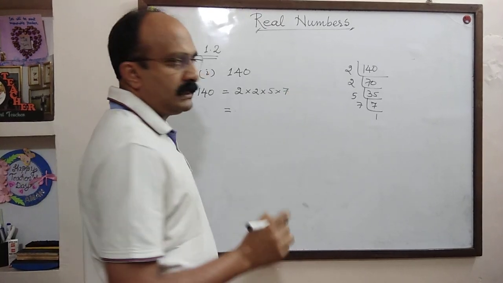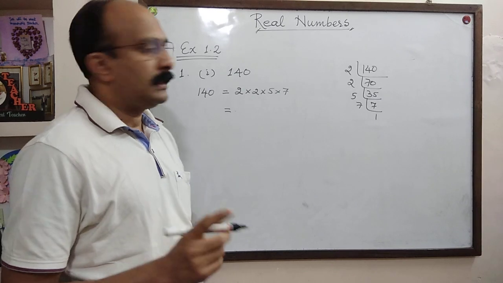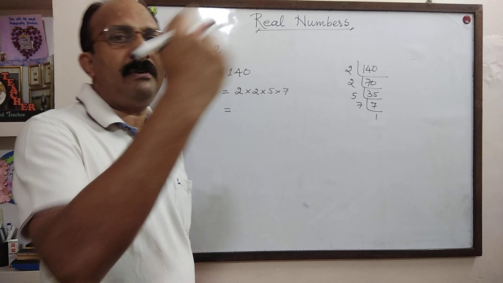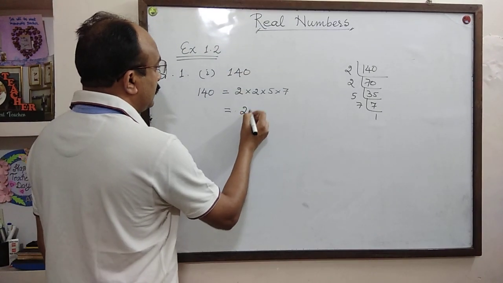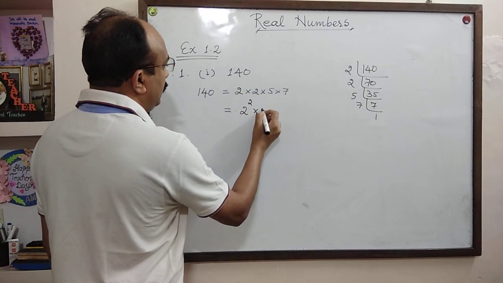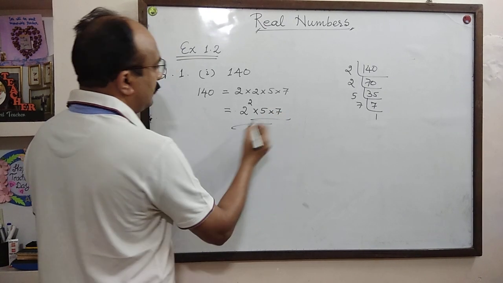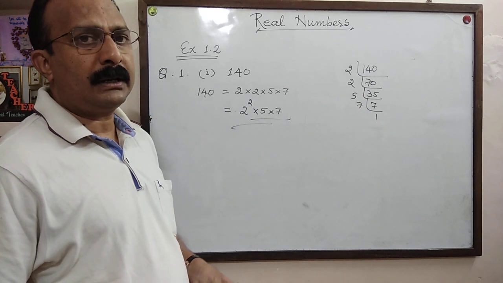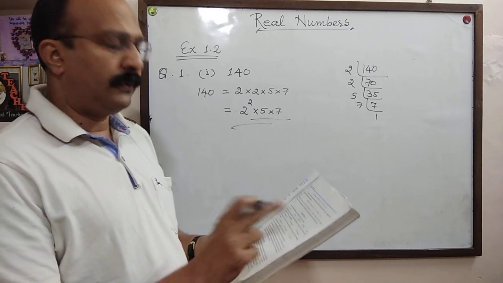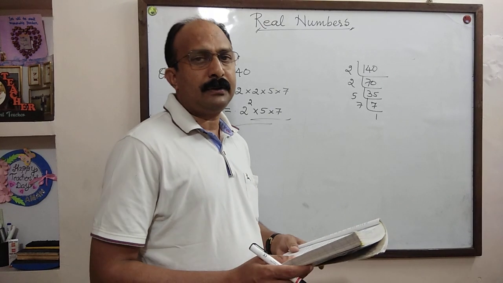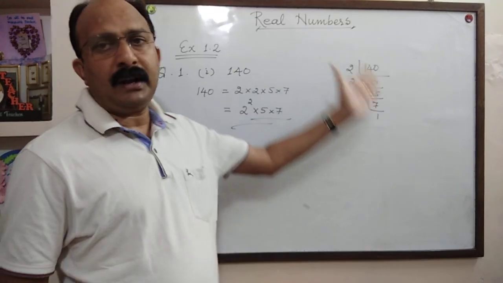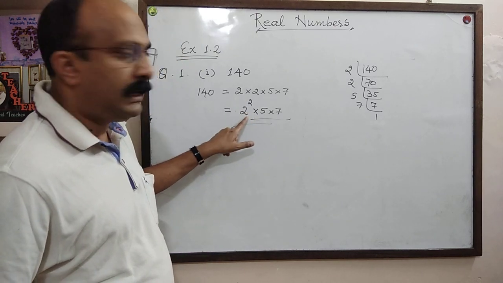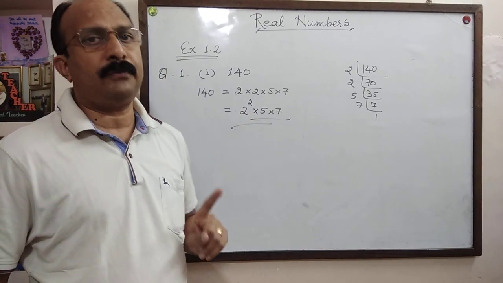Now you must learn one thing. You have to express the prime factors in power form. We can write it as 2 power 2 into 5 into 7. That's all. It's a very easy thing. You have done it in smaller classes, 1, 2, 3, 4. 4 more numbers are given in question number 1. Simply do the prime factorization of the given numbers, but express the final answer in exponential form or power form.